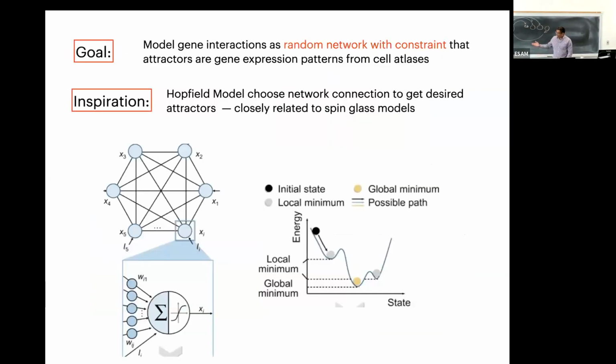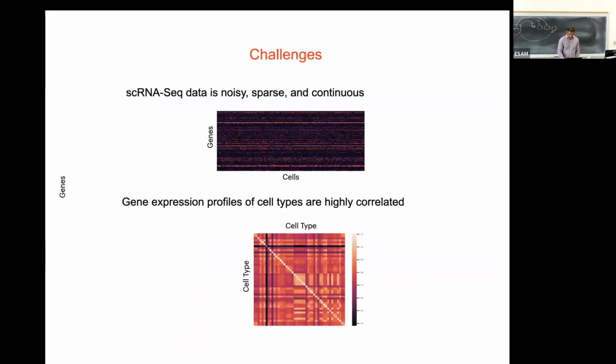And so there is a version of this that is well known in physics, which is called the Hopfield model. The idea is that you model gene interactions as some random network with constraints that are attractors, and you choose the network to get the desired attractors, and the desired attractors are going to come from these atlases. This original version of the Hopfield model doesn't really work for various technical reasons I'm happy to get into with whoever wants to, but we're going to update this basic idea with some modern Hopfield networks.